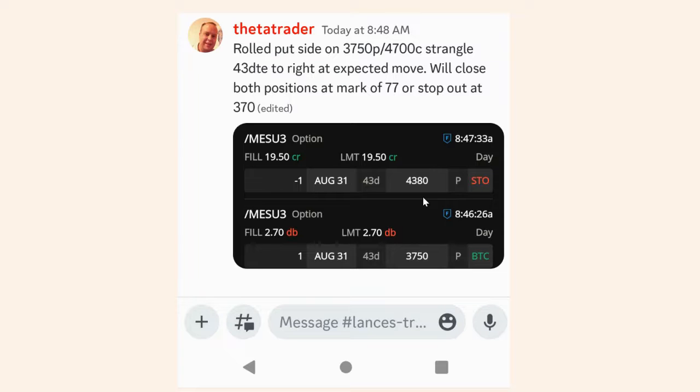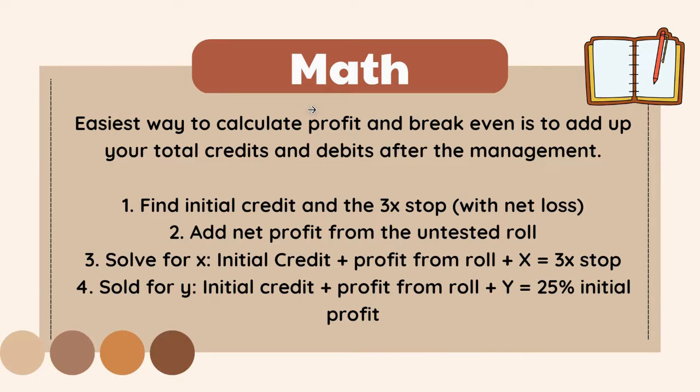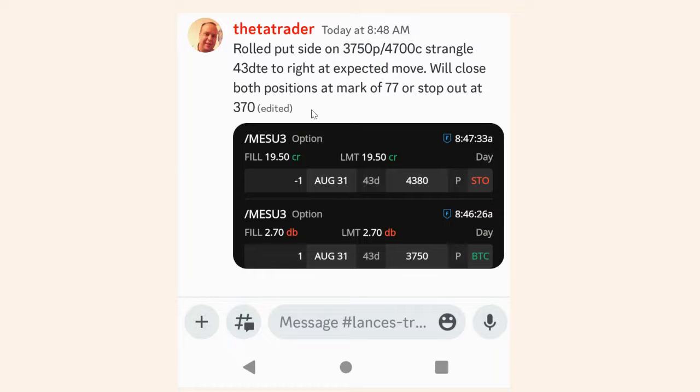I'm going to close both my positions at a mark dollar amount of $77, or stop out at the mark of $370. So I'm going to go over how to actually get these numbers next. Here's the math to figure out those numbers.